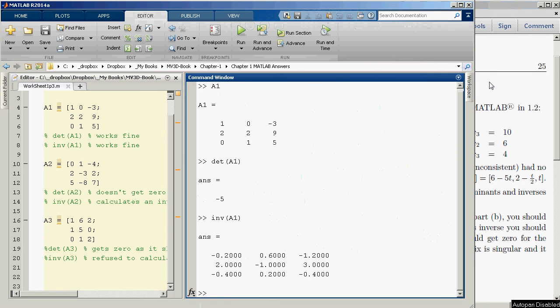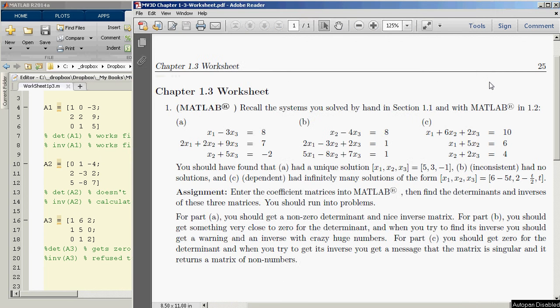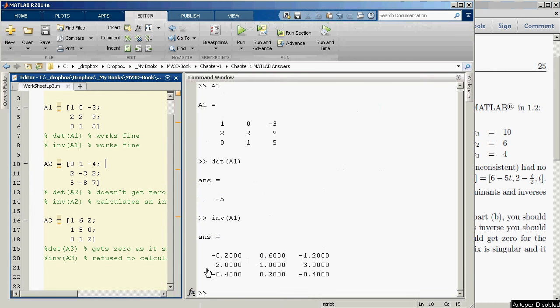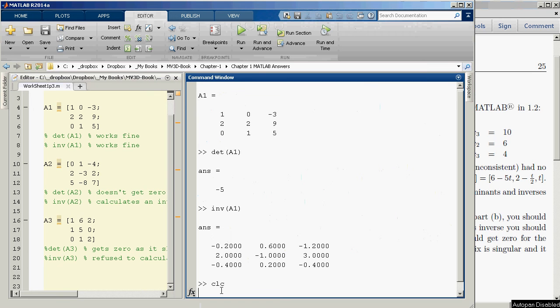We're looking good. If, on the other hand, we go to the second system, which has no solutions, and set that up as a matrix equation, the coefficient matrix would be 0, 1, negative 4, 2, negative 3, 2, 5, negative 8, 7. And I already put that into MATLAB. So let's take a look at that.